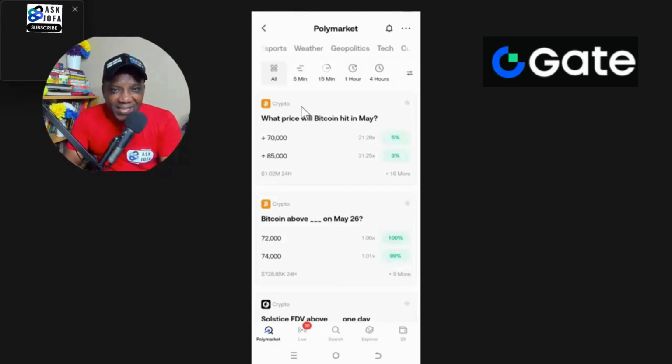Gate has integrated Polymarket inside the Gate Exchange app, which makes it very easy for you to use your USDT to make predictions very fast. You don't need a separate wallet. You don't need to move money around. Everything you do will happen inside the Gate Exchange app, and that will make life easy for many beginners.